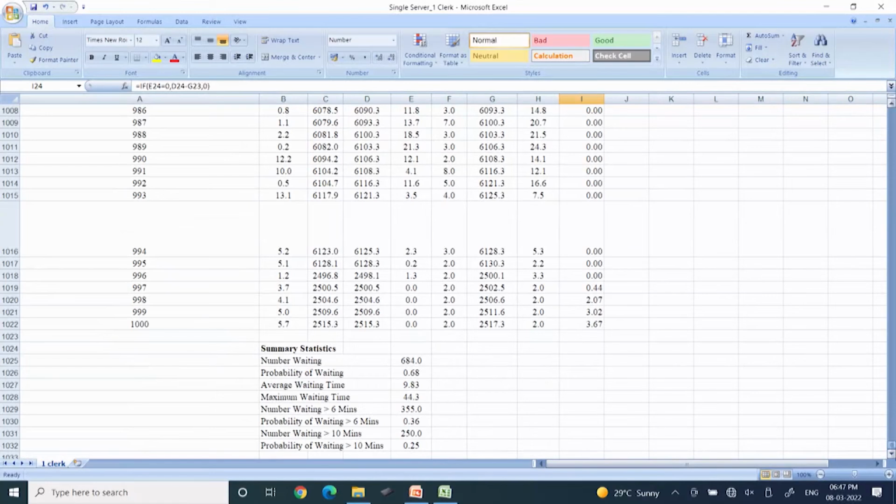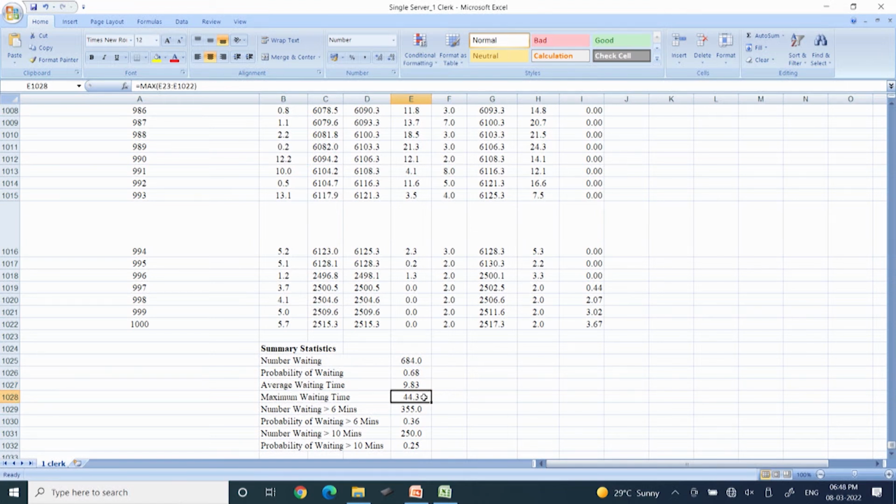Finally, if you see the summary statistics, number of people waiting: COUNTIF in the waiting line column, how many people have waited, and the probability of waiting. Most importantly, see the average waiting time. The average waiting time is 9.83, but what is our requirement? It should be less than 2.5.